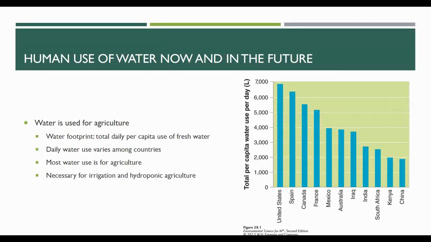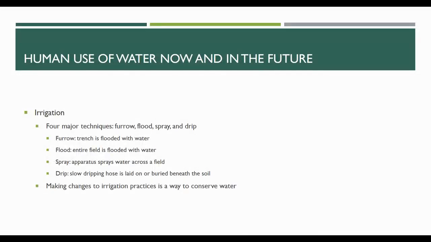Water is going to be necessary for irrigation and hydroponic agriculture. There are 4 major irrigation techniques. The first one is furrow irrigation, where a trench is dug and flooded with water. Flood irrigation is where the entire field is flooded with water. Spray irrigation, which is probably what you're most familiar with and have seen while you're out and about, is where some sort of apparatus sprays water across a field.